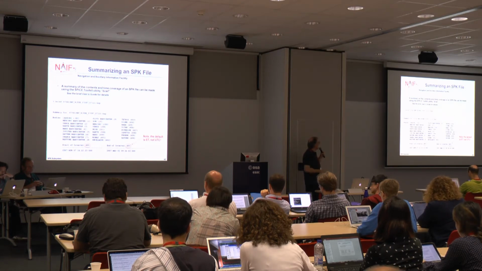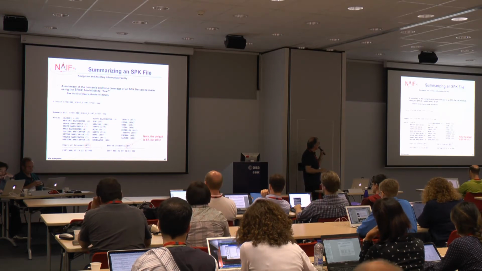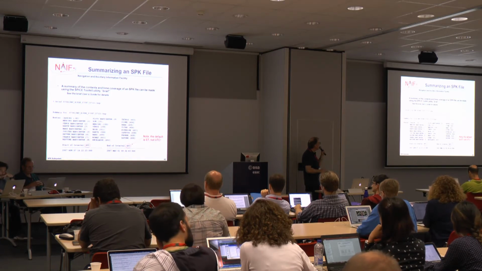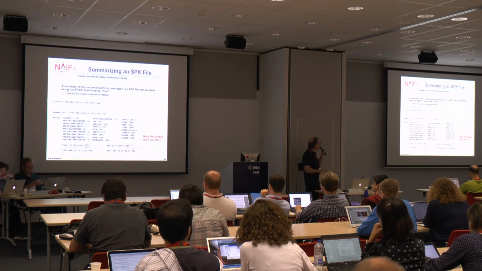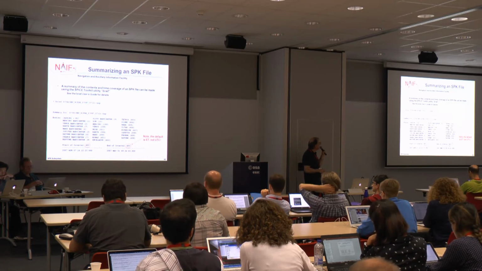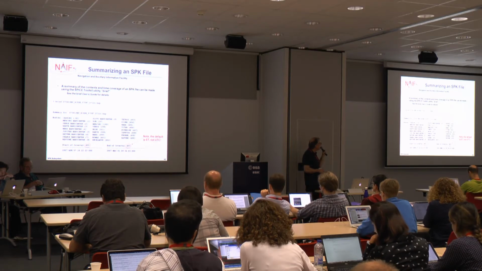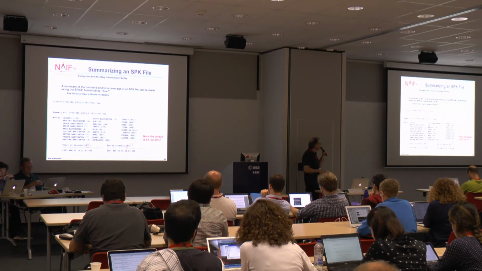For summarizing an SPK file, brief is the most convenient utility to use. The simplest way of invoking it is simply to type brief and the name of the file that you want to summarize. And this is what the summary looks like. In this case, we've got a file with multiple objects, and they all have the same start and stop time of their coverage. So we just see this one time interval for all these objects.